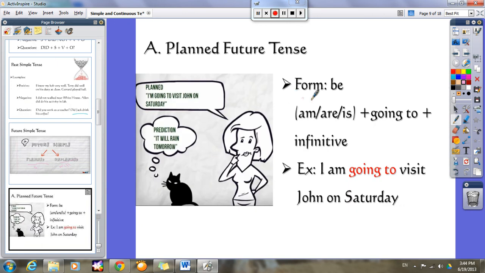Let's look at planned future tense. In planned future tense, everything is planned before it is said in speaking, using be plus going to plus infinitive. For instance, I am going to visit John on Saturday. I planned that I will go to visit John on Saturday. If nothing happens to me, I will go. I am going to visit John.